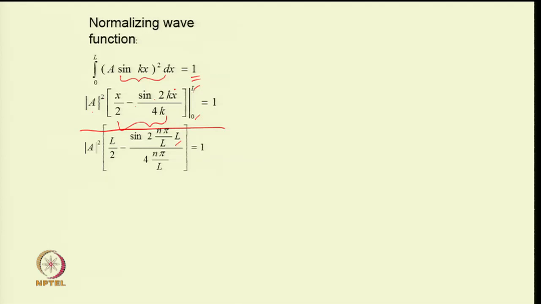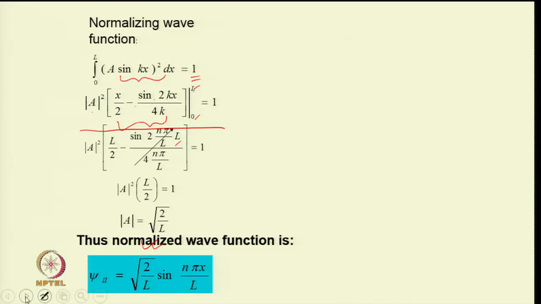So, using this you will be able to get the value of A, which is the square root of 2 divided by L. And thus, the normalized wave function for a particle in a box is equal to the square root of 2 by L multiplied by sin n pi x by L.